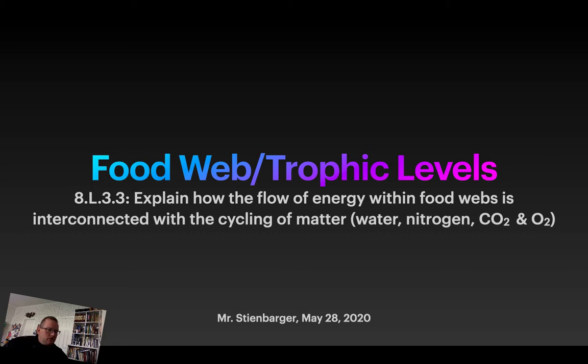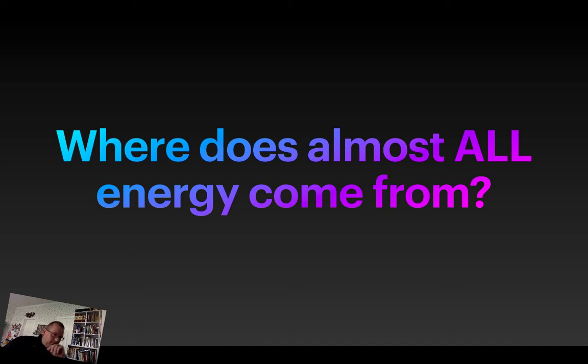The objective that we're going to cover today is 8L33, explaining how the flow of energy within food webs is connected to the cycling of matter. And we're actually going to start off with those cycles, and then we'll tie that into the food webs themselves. So, of course, the first question has to be, where does almost all the energy on Earth come from?